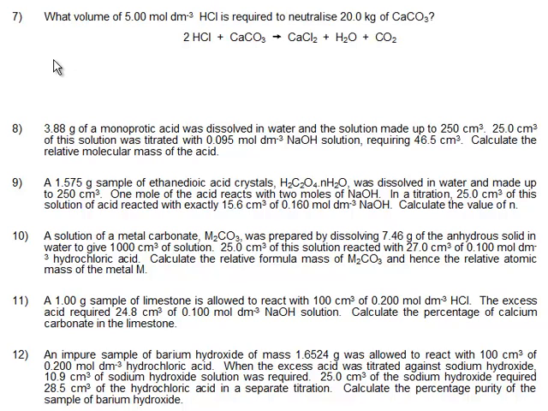Titration Calculations Part 3. What volume of 5 molar hydrochloric acid is required to neutralize 20 kilograms, wow, of calcium carbonate? Okay, first thing we do is we work out the moles of calcium carbonate. What's the mass divided by the relative mass? Well, the mass is 20,000 divided by the relative mass, which is 100. It's actually quite easy to work out. You just cross two noughts off, and it comes to 200 moles.